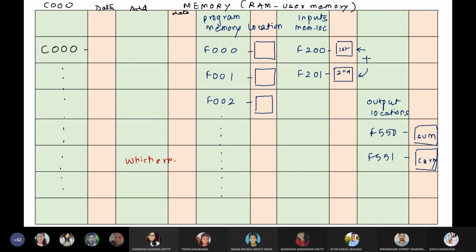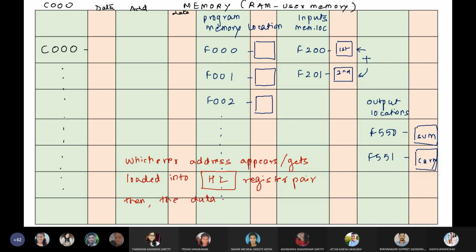Whichever address appears or gets loaded into HL register pair, then the data in that address is called as memory pointer.